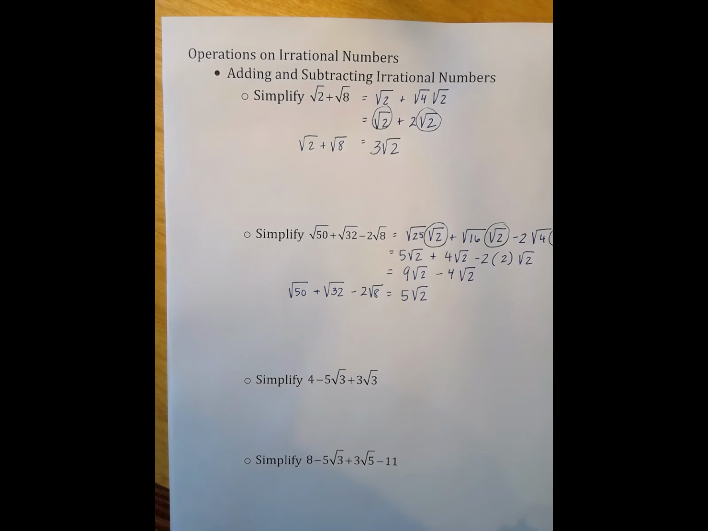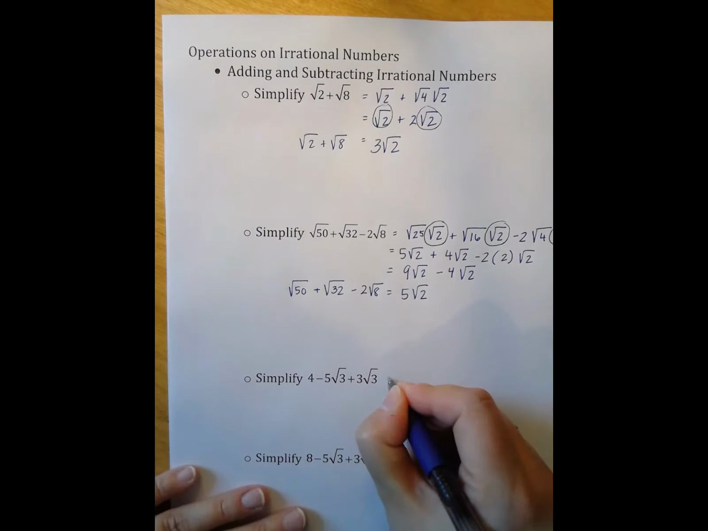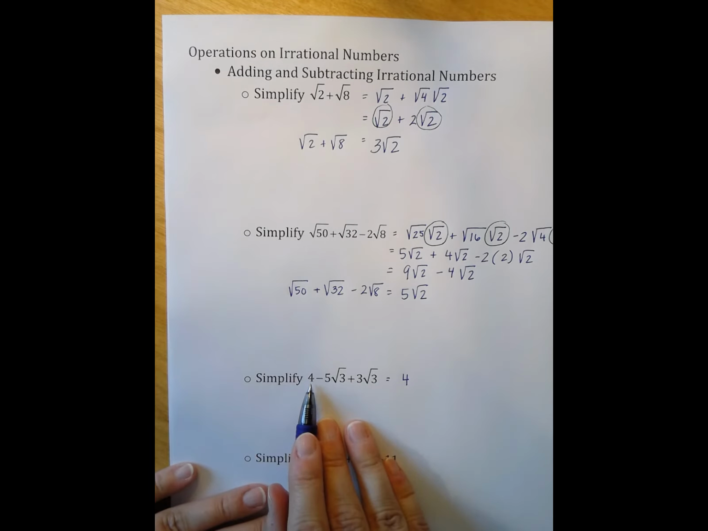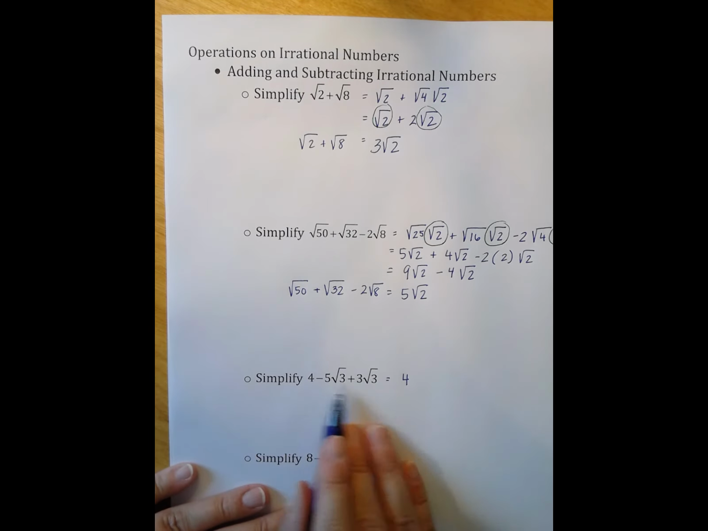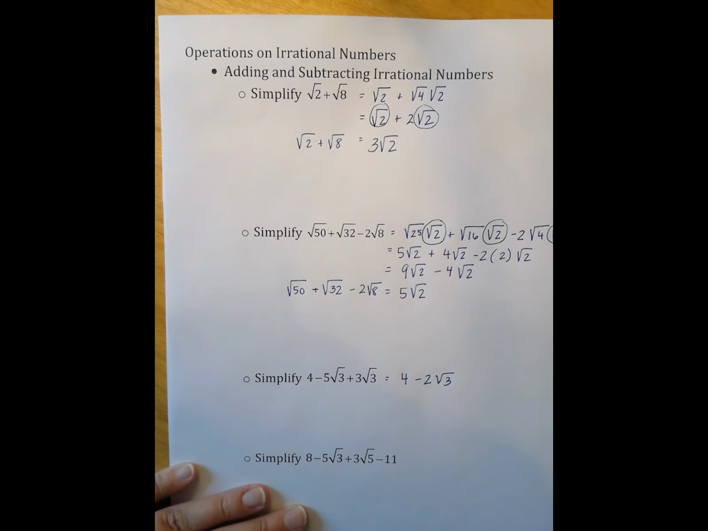Our next example, in this case, we have 3 terms and 2 of them already have a like term. They already have a square root of 3 in both of them, and the 4 doesn't. And the 4 already is simplified. It's not a square root of 4, it is just 4. So when I combine my like terms here, my 4 doesn't combine with anything, it stays 4, and my like terms here give me negative 2 square root of 3.